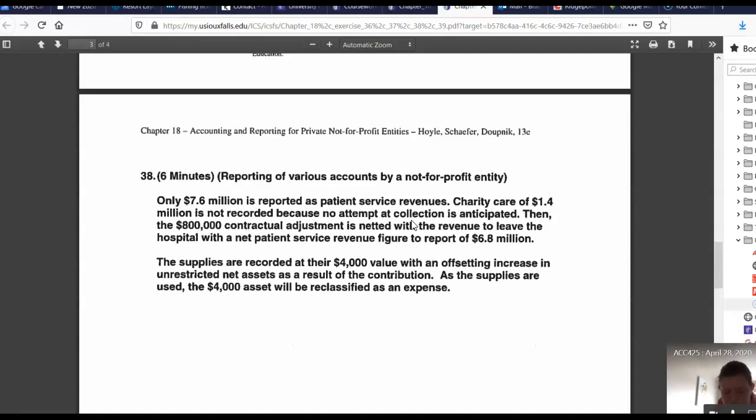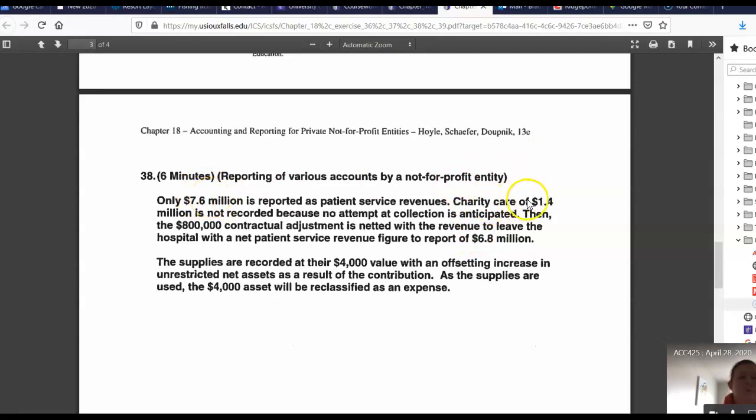So it asks the question here, Lennon is a private not-for-profit entity. How much should Lennon record as patient service revenue? Well, it started with what? 9 million. Right out of the gate, you take off 1.4 million charity care that they never expected. So that gets you down to 7.6 million. And then you're going to have this contractual adjustment that's going to get to your net patient service revenue of 6.8 million. So your revenue is going to start right off at 7.6 million.